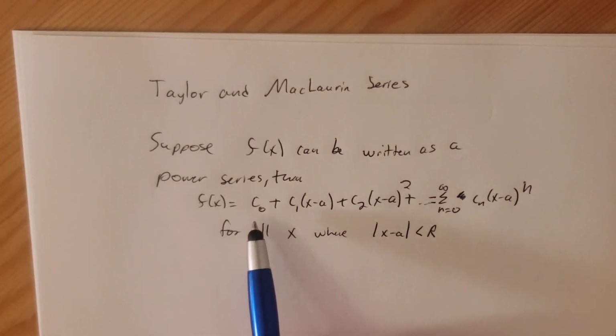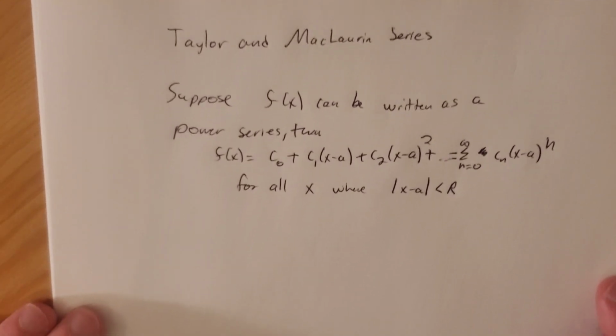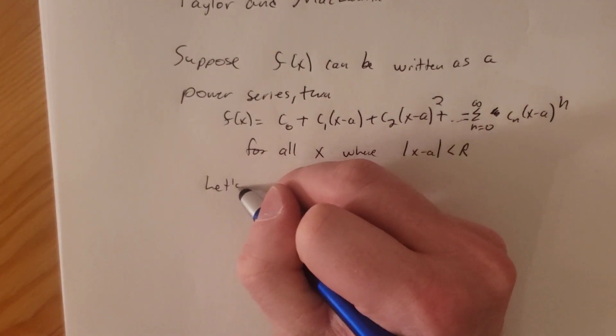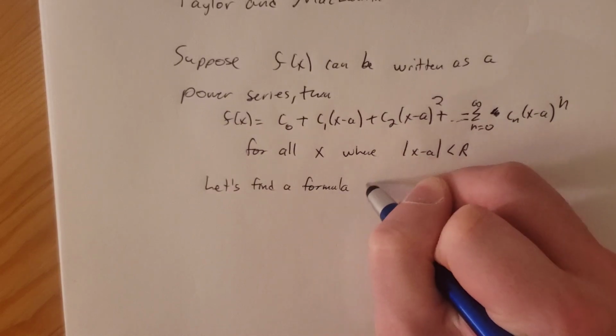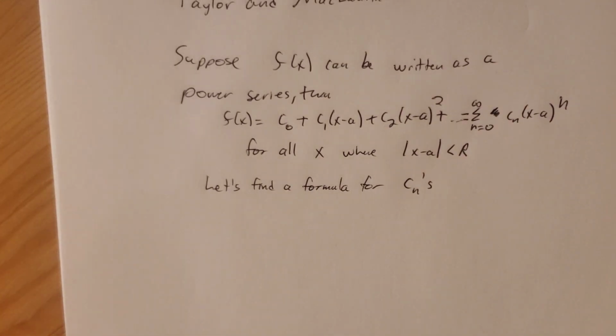Now, let's try to find a formula for these constant coefficients, c naught, c1, c2, c3, and so on. Let's see if we can find a formula for that. Okay, let's try that. So we're going to find a formula for those c sub n's.